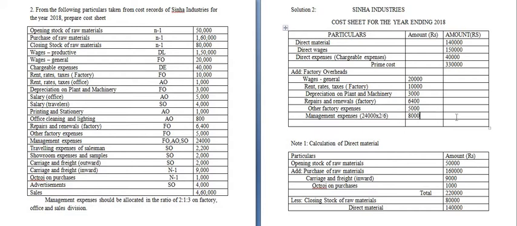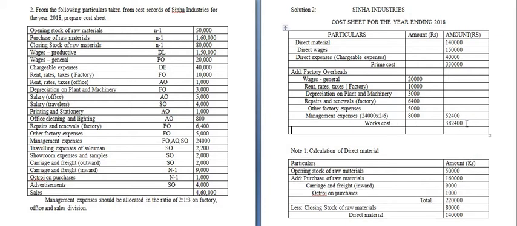Now add it and take it in the outer column, that is 52,400. Now add this to prime cost. You will get 3,82,400. 3,82,400. So what is this called? This is called works cost.